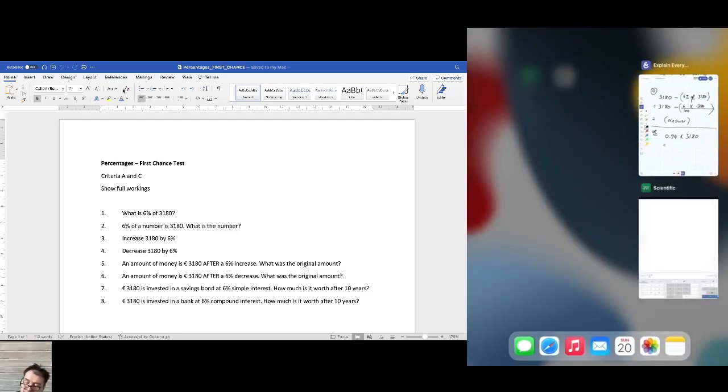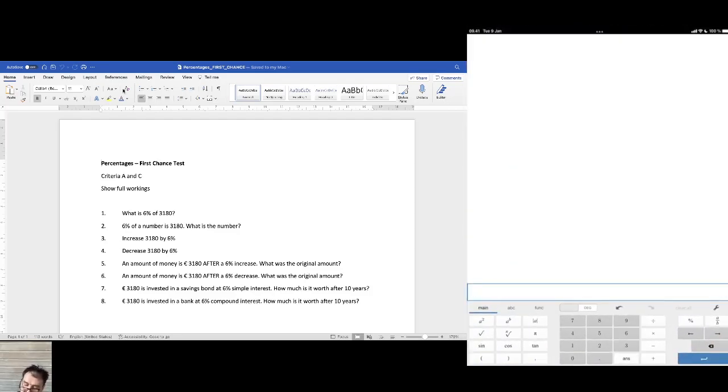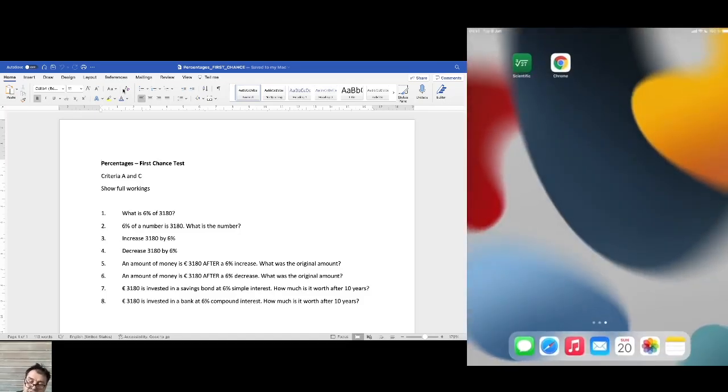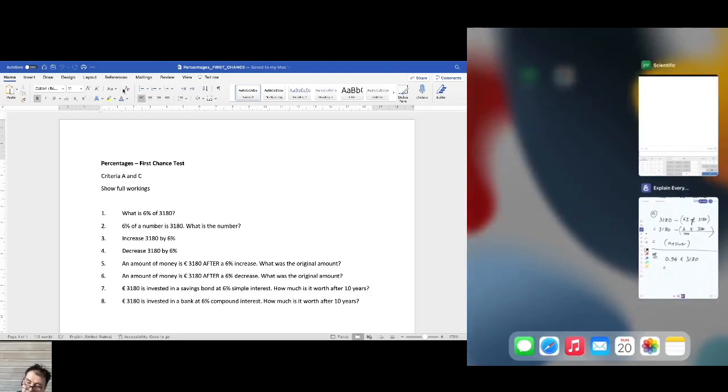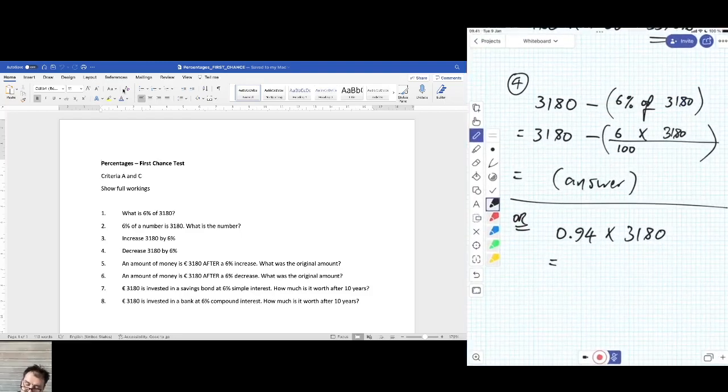Let's just work it out on the calculator. So I'll clear all that. 0.94 times 3180 equals 2989.2. There we go, equals 2989.2. It's not money, so I'm not going to do 2 decimal places yet.